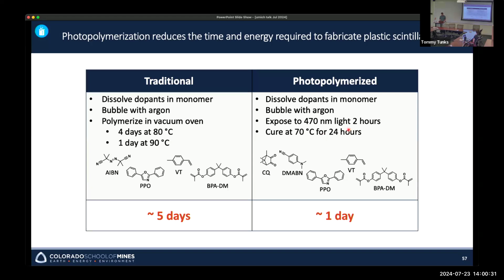So, yeah, I think we can do this for like 1 hour to 12 hours. And so we can get this to work, but again, the issue is that we still have unreacted monomer inside that we need to deal with.